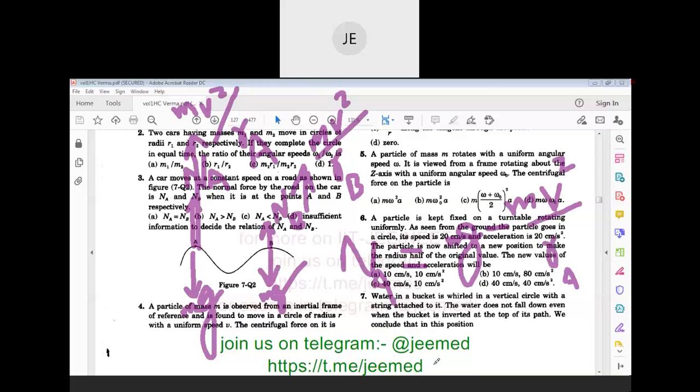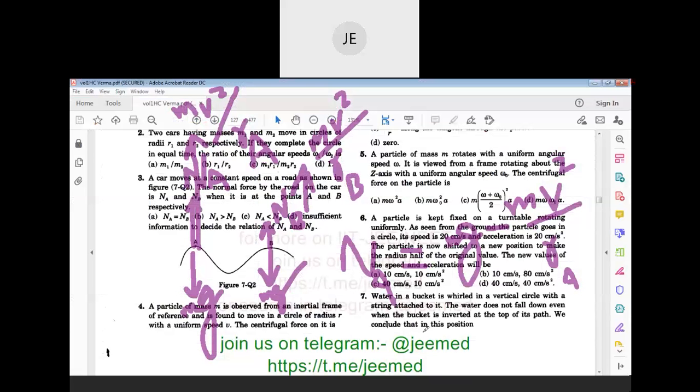Then Nb is equal to what? Tell me. Nb is equal to what? Don't know this answer? Sir, mg minus mv square by RB. Okay, fine. Na is equal to mg minus mv square by RA. Nb is equal to mg minus mv square by RB.